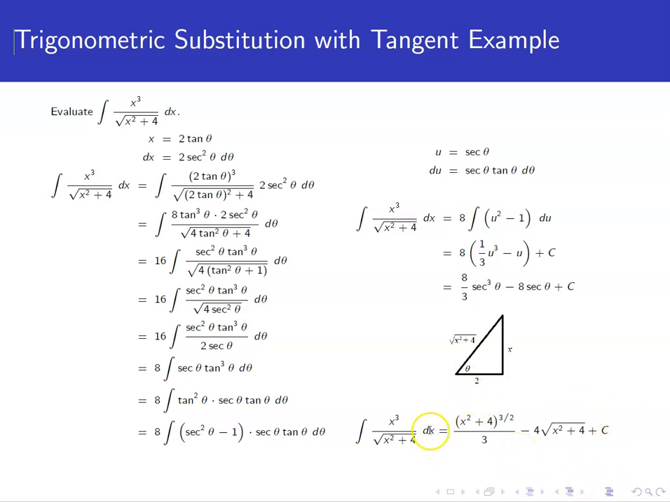So here is our final answer for our antiderivative. We get x squared plus 4 to the 3/2 over 3 minus 4 times the square root of x squared plus 4 plus c. It's an interesting challenge problem. You might want to think about going back and trying to do this integral with a u substitution rather than a trig substitution, and see if you get the same antiderivative.